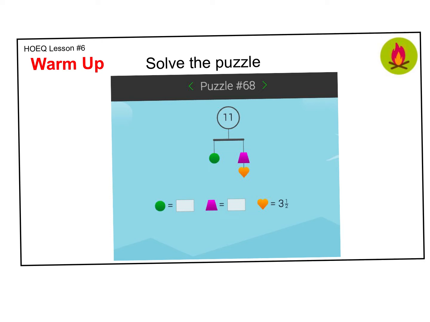All right, so here we already know that the heart is 3.5 based on what was shown here. Now, because 11 has to be the total and it's balanced on both sides, we know that 11 can be split into 2 equal pieces. Because, for example, if I put 6 here and 5 here, even though 6 and 5 equal 11, this side would be heavier than this side, and so our balance would tip. So looking at this, we know both of our sides would have to be 5.5.